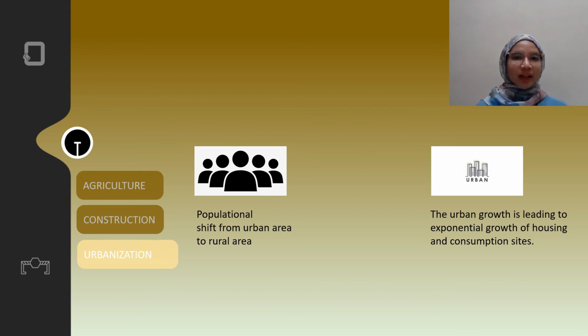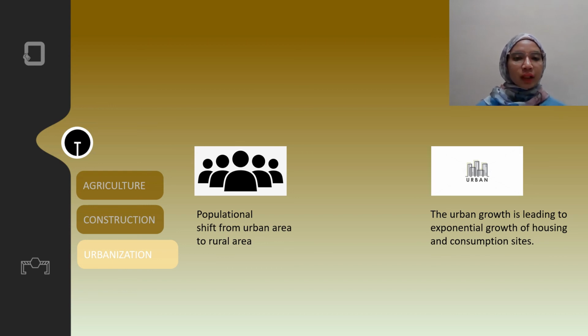Hi, I'm Davisha. So now let's move on to the next point, which is urbanization. Urbanization is the process by which a large number of people become permanently concentrated in relatively small areas, forming cities. When we talk about the cause of deforestation due to urbanization, it can be explained in two ways, which are populational shift and urban growth.